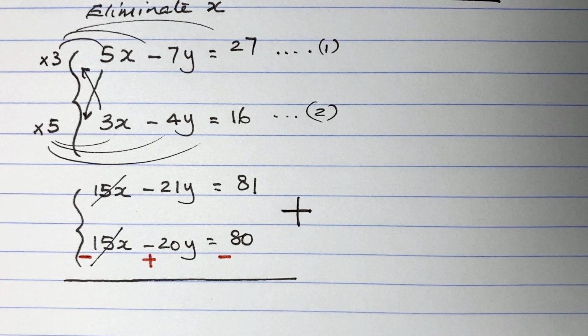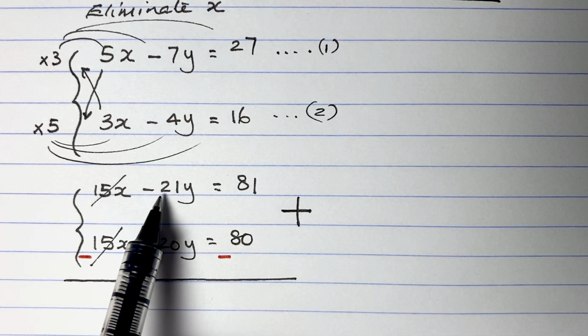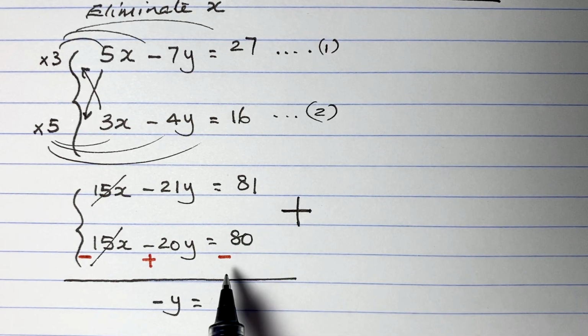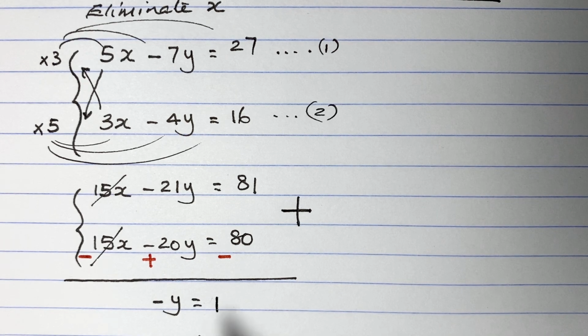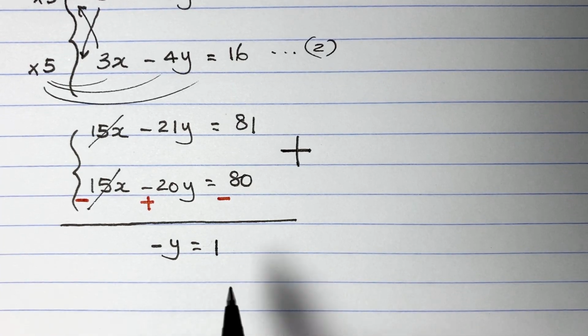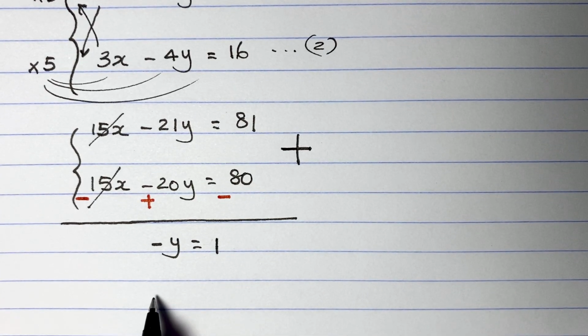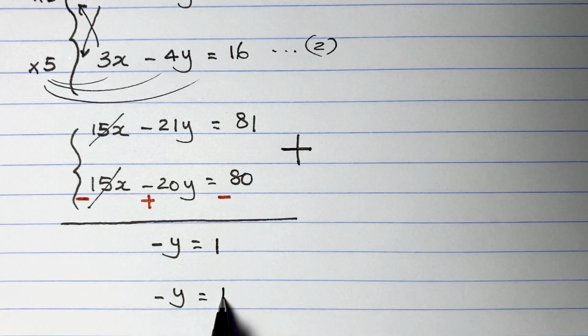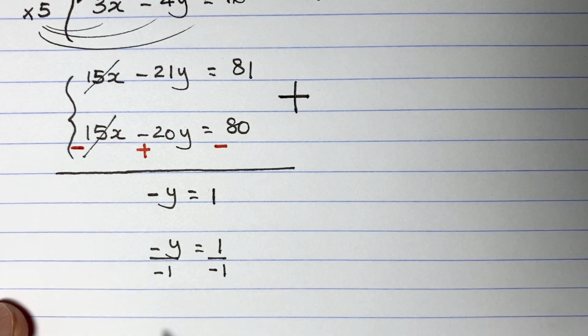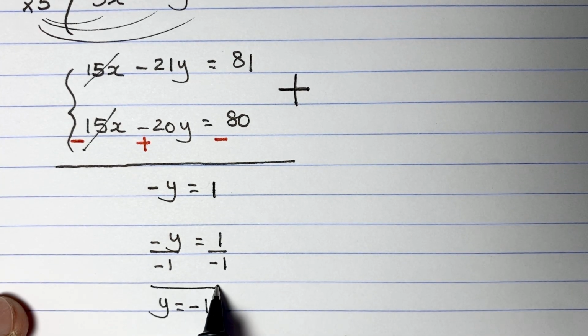15x minus 15x, no x. Minus 21y plus 20y, that becomes minus 1y. 81 minus 80 is 1. Now, I haven't found y yet. I found minus y, and minus y is minus 1y. So here I'm going to divide both sides by minus 1. So minus y divided by minus 1: minus divided by minus is plus, y divided by 1 is y, plus divided by minus is minus, 1 divided by 1 is 1.